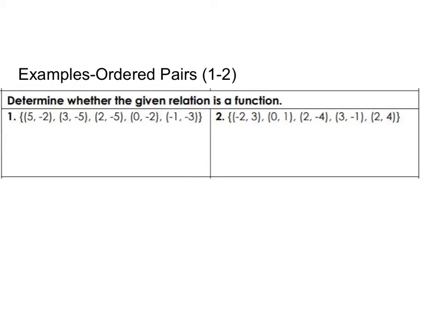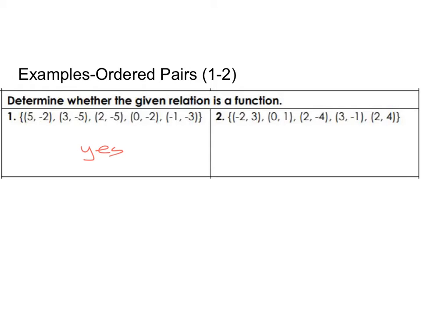All right, so in this example, let's determine whether the given relation is a function. So again, when we're looking at ordered pairs, essentially what you're looking for is two x's. So if we go through all of these x values in number 1, 5, 3, 2, 0, -1, as long as we don't see any repeats, then yes, this one is a function.